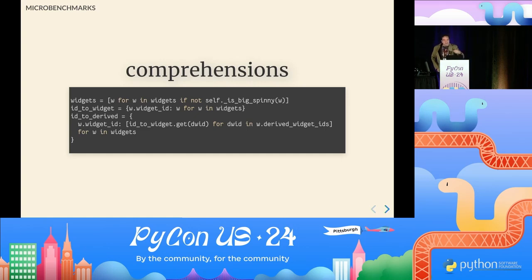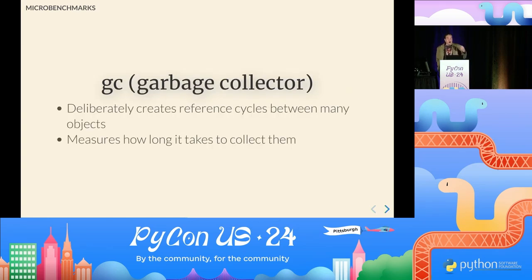Okay, then on to micro benchmarks. There's a comprehensions benchmark in the suite that just has a list comprehension and a dict comprehension, and then a list comprehension inside of a dict comprehension, and on and on. There's a garbage collector benchmark that just deliberately creates objects with reference cycles and then measures how long it takes to collect them. So obviously that's measuring the garbage collection subsystem of CPython, but not broadly how Python code generally behaves. Because usually if you're going to make all these objects, you're actually going to do something with them, and this benchmark doesn't do that.